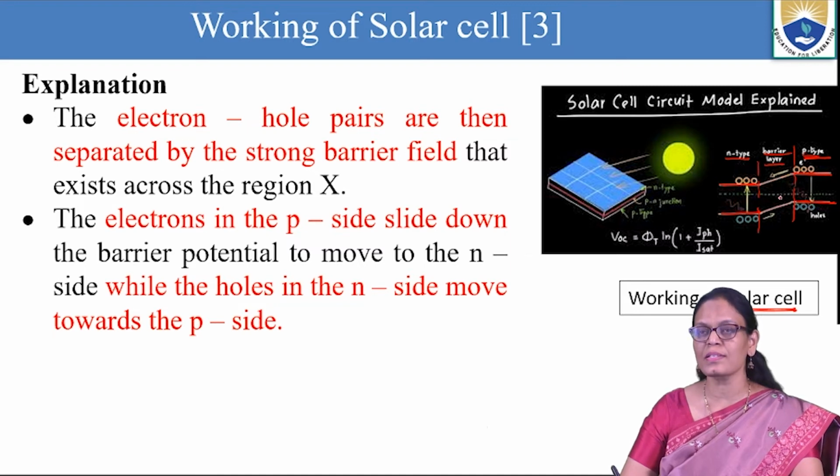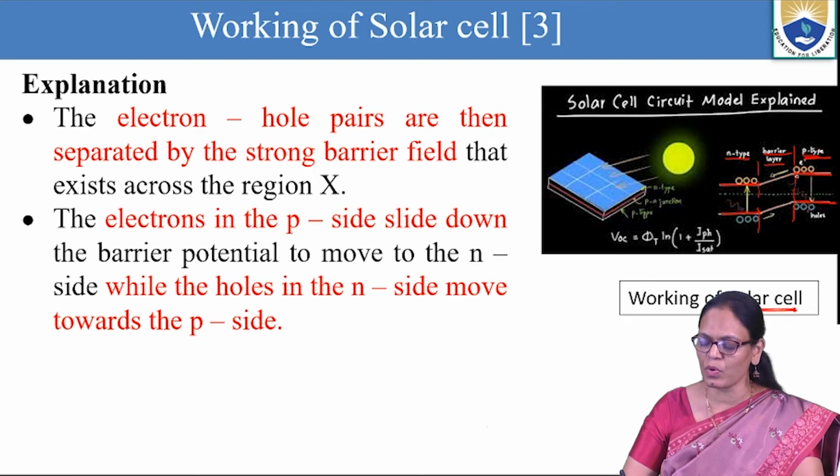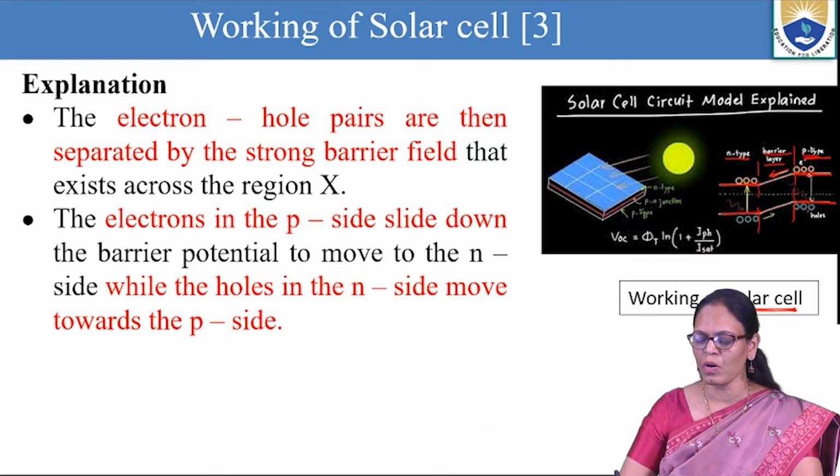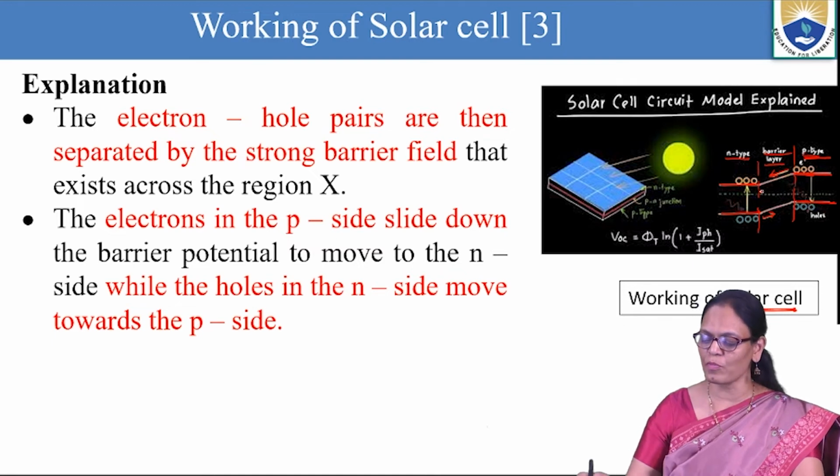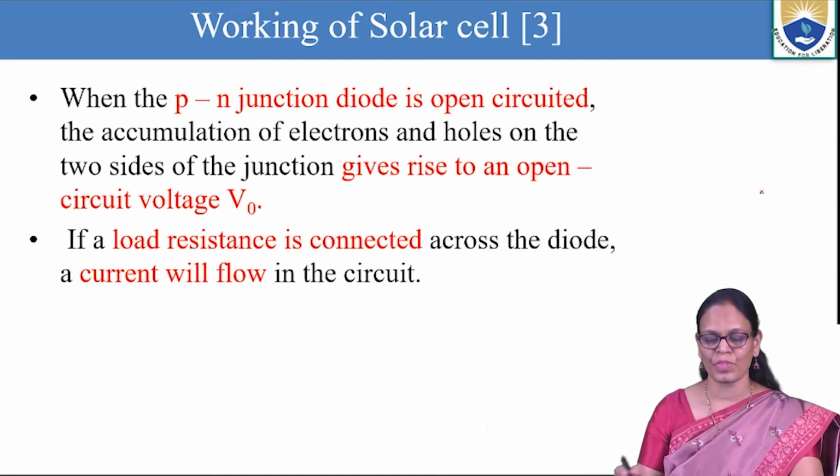Now, when the photons are incident here and there is separation of the electrons and holes and they diffuse onto either side, what we are seeing here is the holes will slowly slide down the potential barrier. Now, holes from the P type are moving on to the N side. And here in the N side, whatever electrons we have are moving on to the P side. So there will be movement of charge carriers.